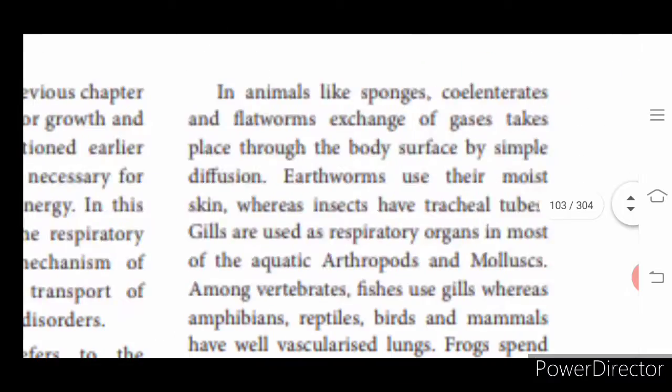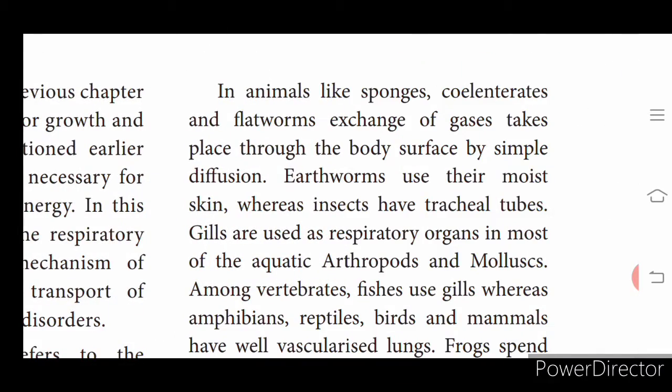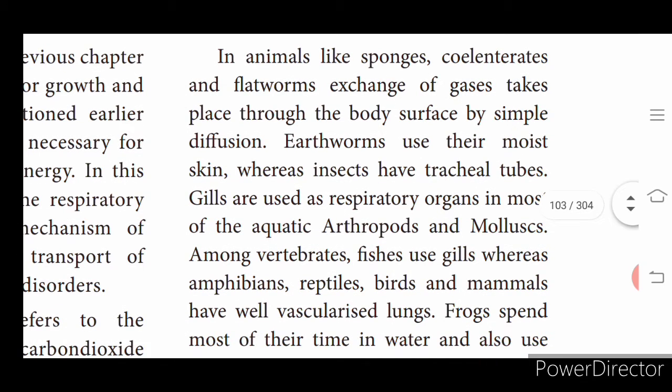So then we have animals like sponges. Sponges belong to the phylum Porifera, as you know, and coelenterates and flatworms exchange gases through their body surface by the process of simple diffusion.